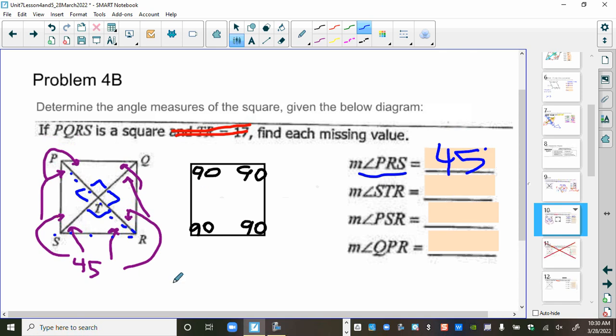What about the next one? S, T, R. Start at S. Go to T. Then we go back down to R. How many degrees will this angle be? Look, what is that angle right there? That box. How many degrees does that angle have to be? This angle right here. That has to be 90.